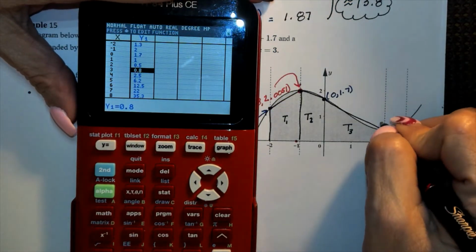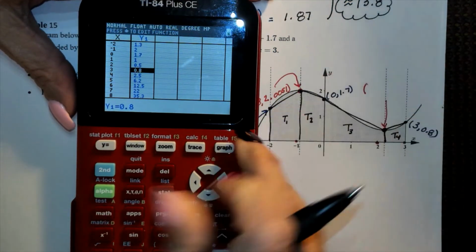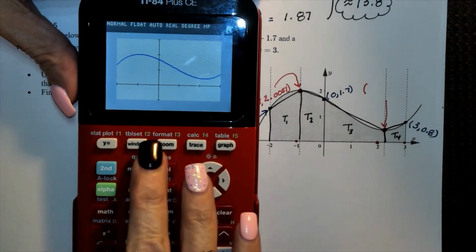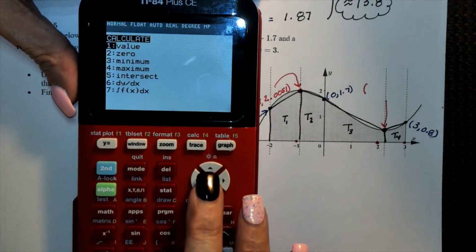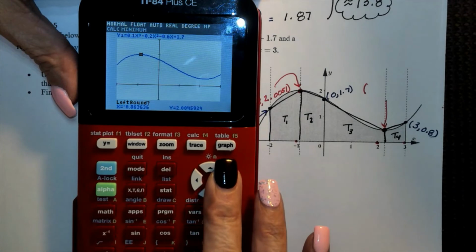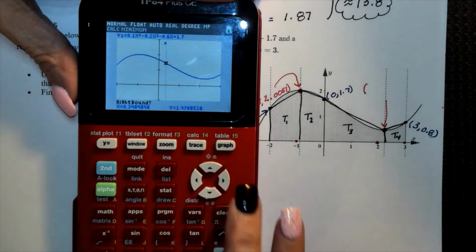Okay, so we did the maximum. Let's go up here and do the minimum. So I'm going to go second, calculate the minimum. Here, I'm going to go over there. I just need to be on this side of it.